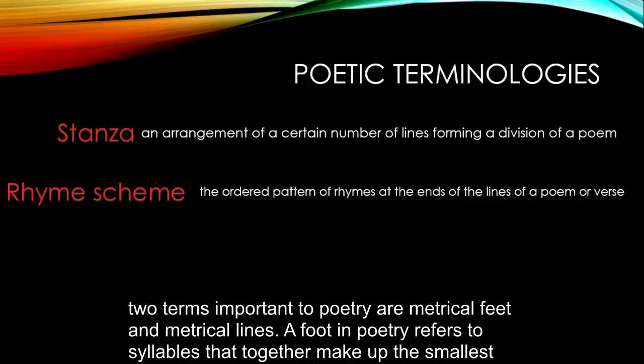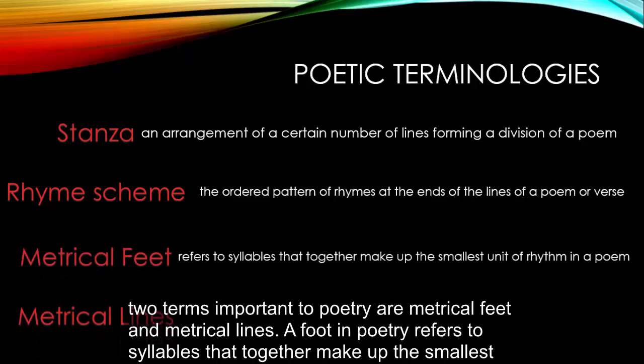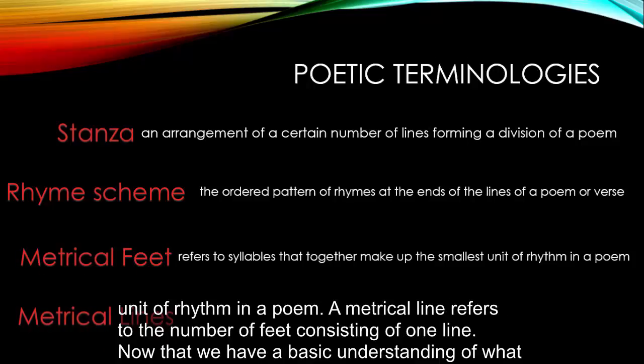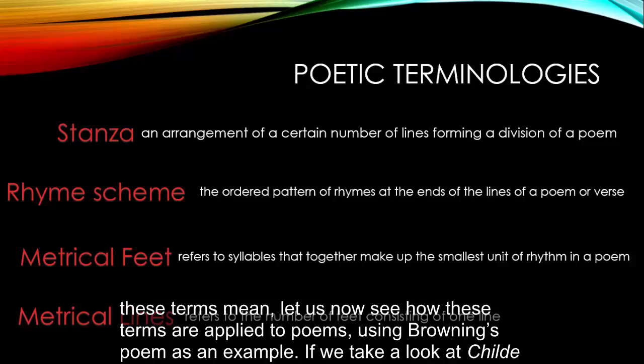The last 2 terms important to poetry are metrical feet and metrical lines. A foot in poetry refers to syllables that together make up the smallest unit of rhythm in a poem. A metrical line refers to the number of feet consisting of one line. Now that we have a basic understanding of what these terms mean, let us now see how these terms are applied to poems, using Browning's poem as an example.